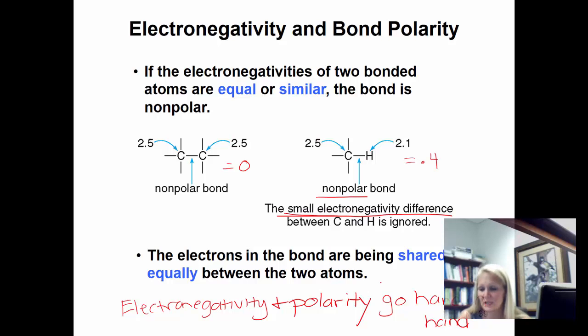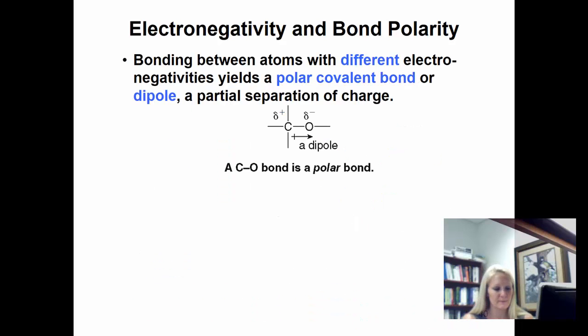So what this means is that these guys play fair. They are sharing their electrons equally. So the electrons are pretty much smack dab right there in the middle, shared between both. Neither one is pulling harder. They're shared equally right there in the middle. So this is called a non-polar bond.